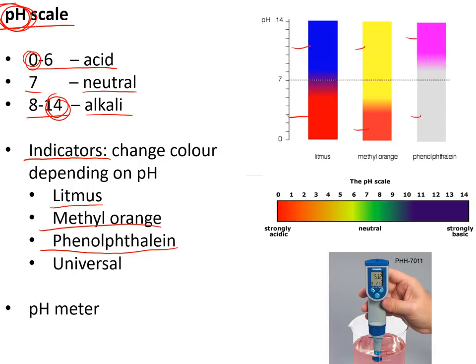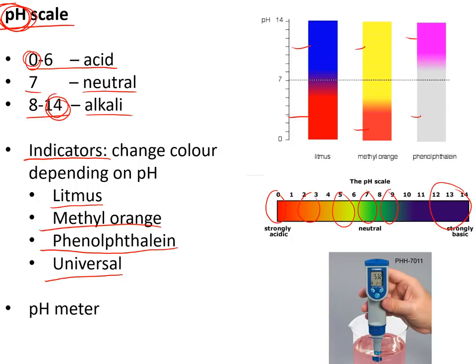And the last one we've got is universal, which has this whole range of colour changes. So universal indicator is red in very strong acid. It goes through orange, then yellow, then green for neutral, then turquoisey blue for a weak alkali, and then this deep bluey purple for a strong alkali. It has a range of colour changes because it's made of a mixture of lots of different indicators. Useful to get a general idea of the pH, but not so useful for things like titrations, where we need to know exactly when something stops being an alkali and starts being an acid.